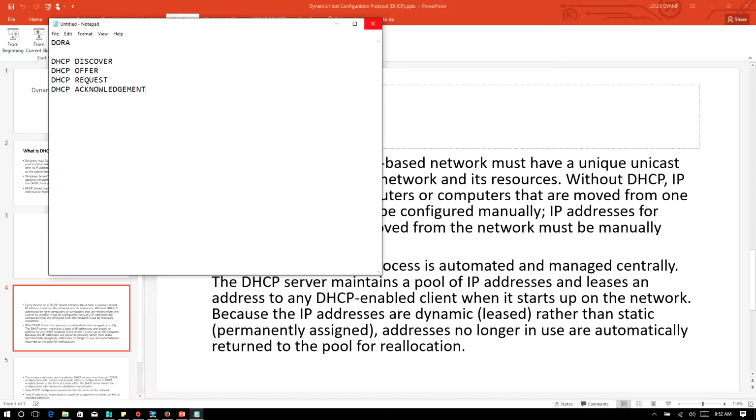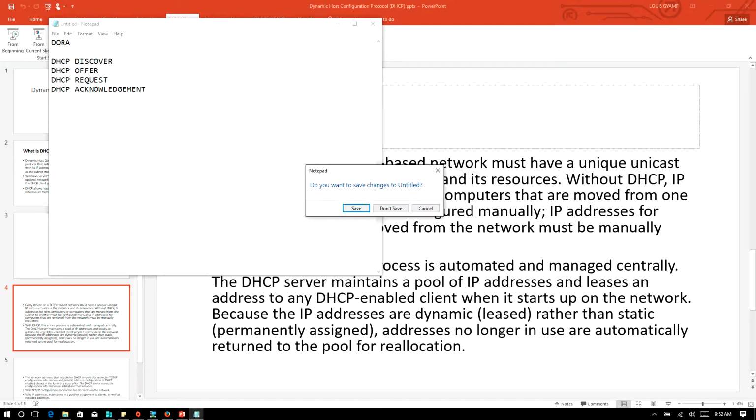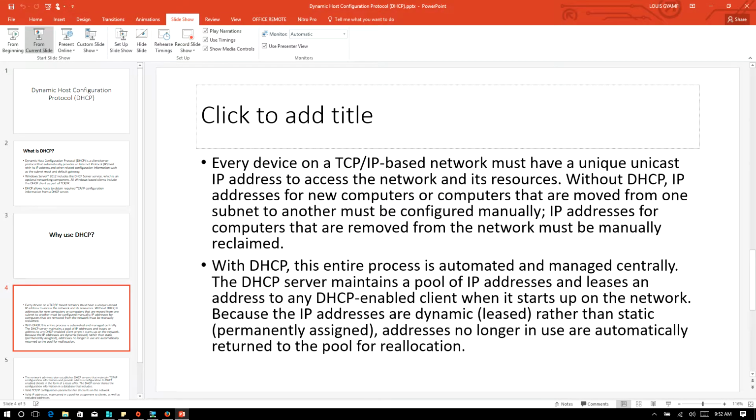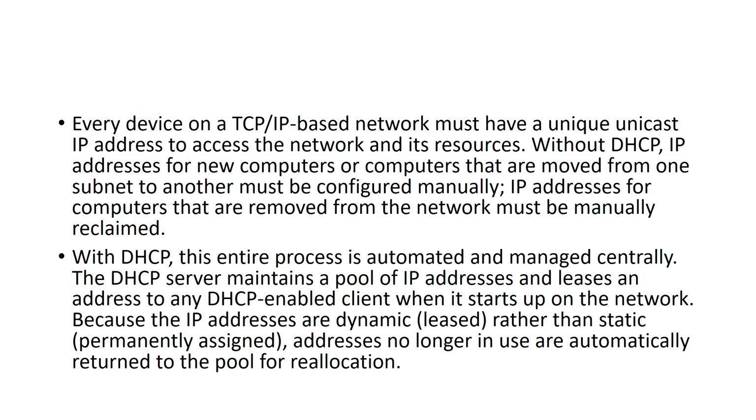So DHCP offers a pool of addresses called scope. Because the IP addresses are dynamic rather than static, addresses no longer in use are automatically returned to the pool for reallocation. So it doesn't happen that probably someone came to the office, was given an IP address, he's left, he's no longer coming back. This address will be brought back into the DHCP scope and then it will be reassigned to a different system.